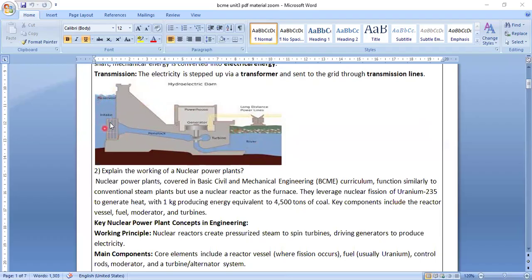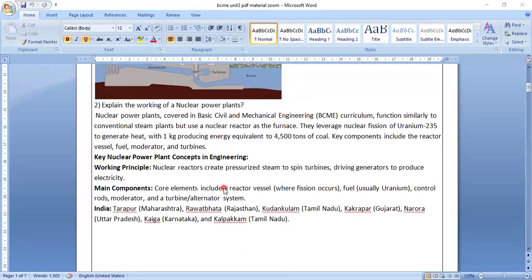Here is the reservoir, here is a gate, and here are the penstock, generator and turbine. So this is the process. All the equipment is joined together for the working of hydroelectric power.